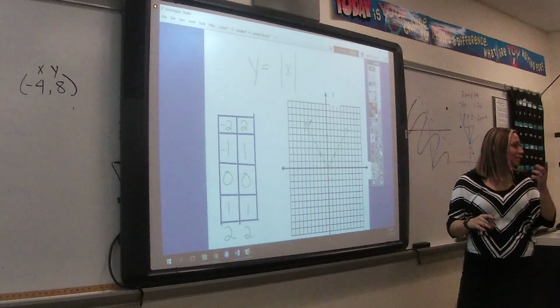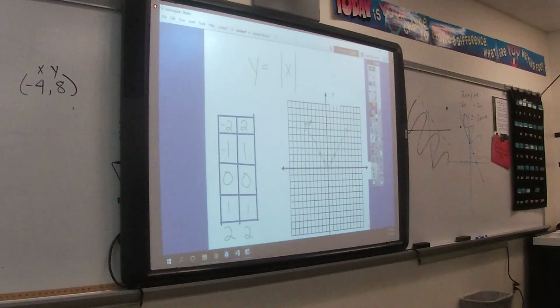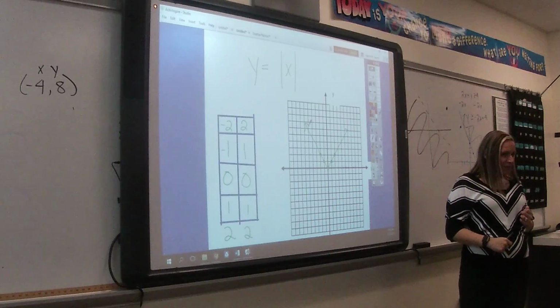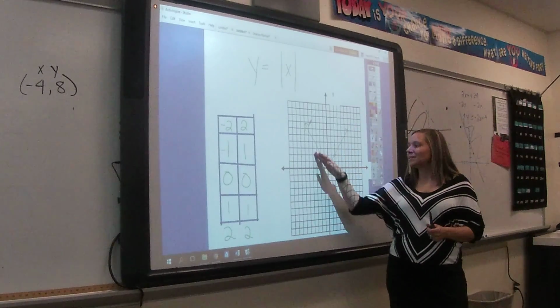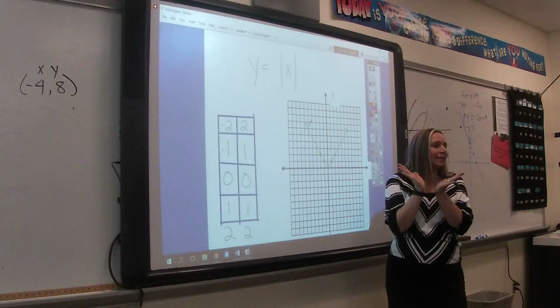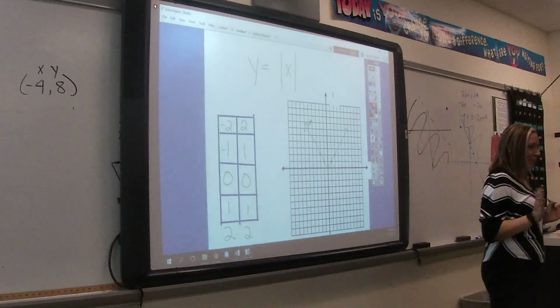Parabolas are those U shapes that are for quadratics. This is not a quadratic because it doesn't have an exponent of 2. So absolute values make this V. So everything we're looking at today is no longer just this line that goes all the way across, but this V, because at some point those negative values become positive, and so our line sort of gets bent in half.